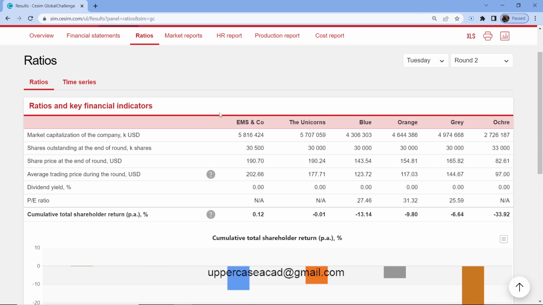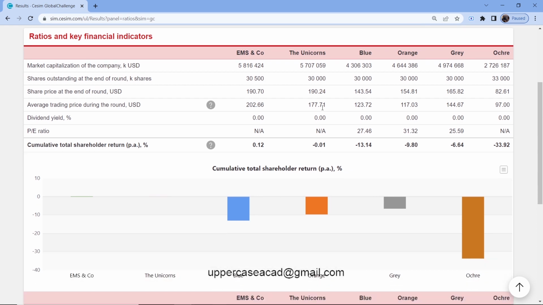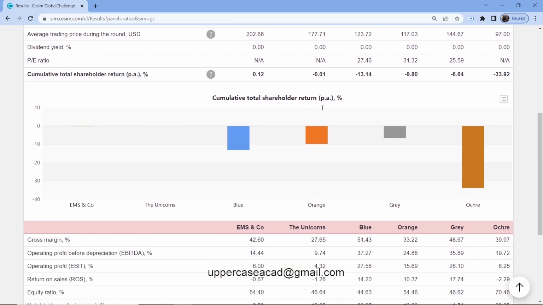Under the ratios, you can see my ratios and key financial indicators. In market capitalization, I had 5.7, and if you can remember, in the first round I had 5.3. So I've increased my market capitalization, and I've taken some of my market from my competitors, because they did not design the goods that the customers wanted.